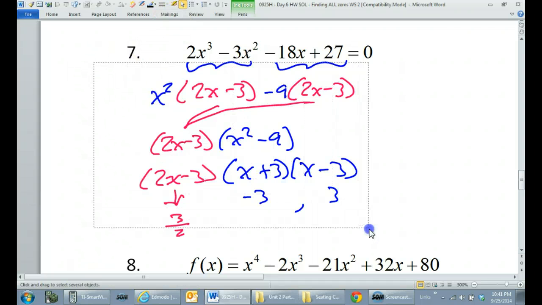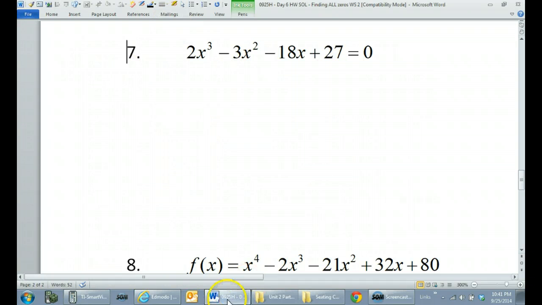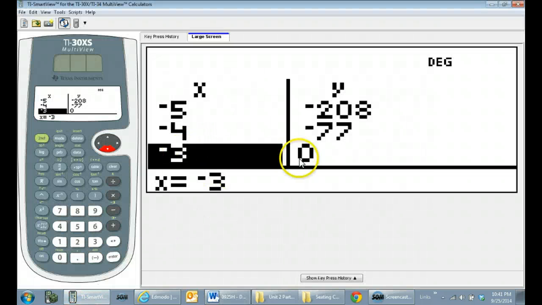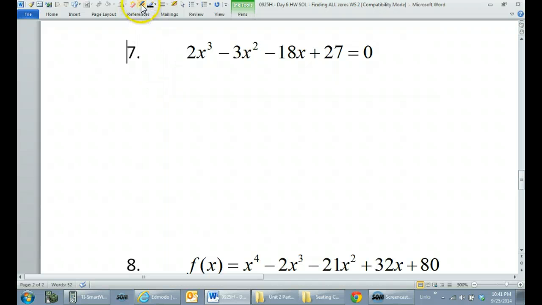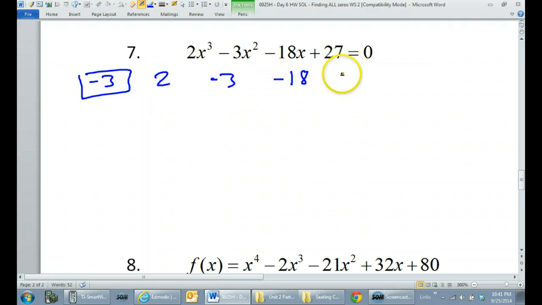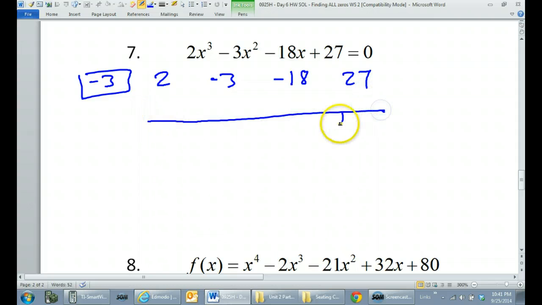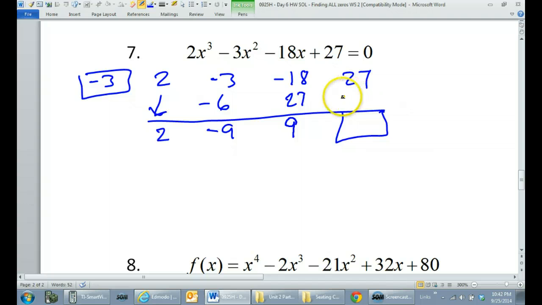Now I'm betting that most of you didn't notice the grouping, so I'm going to go back and show what you would have seen. So if you use the negative 3, not realizing about the grouping, then you would do it like this: 2, negative 3, negative 18, 27. Okay, so I've got the negative 6, that's negative 9, that's 27, and that's going to be positive 9, and that's negative 27, and that's 0.